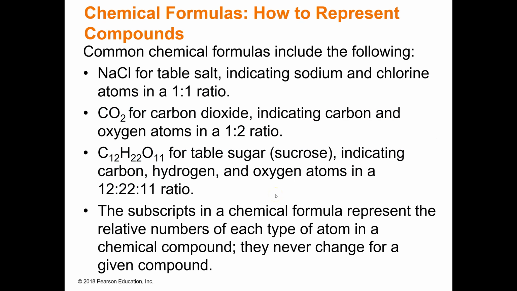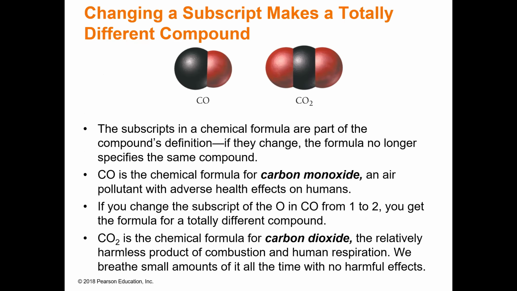Here are a few common chemical formulas. NaCl is table salt with a 1:1 ratio of sodium and chlorine. CO2 is carbon dioxide, which has 1 carbon atom and 2 oxygen atoms. And C12H22O11, that's sucrose, or table sugar. These subscripts represent the fixed ratios of atoms that make each compound unique.